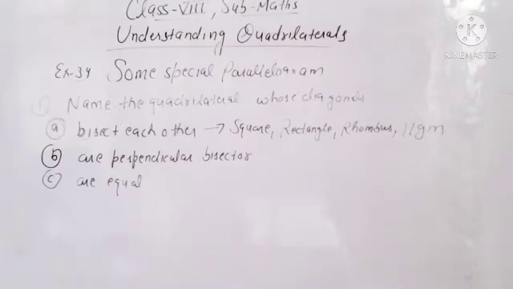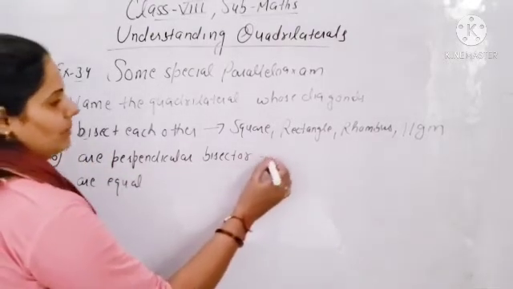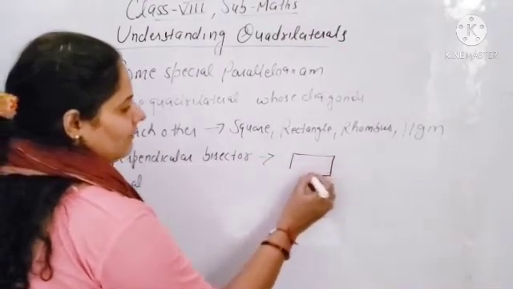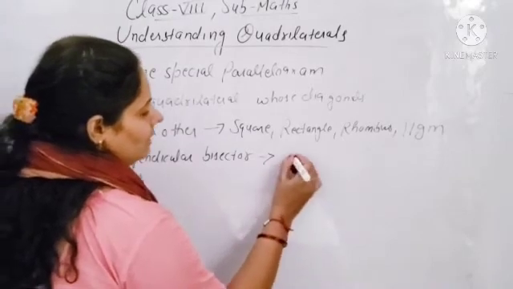Now, are perpendicular bisector. Clear? Second question, second part: are perpendicular bisector. So which type of quadrilateral has diagonals that are perpendicular bisectors? I have told you beta, first one will be square.